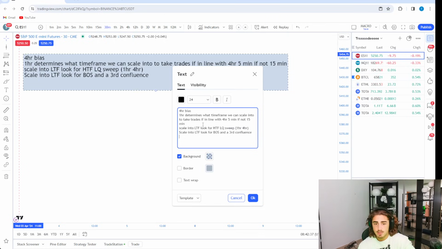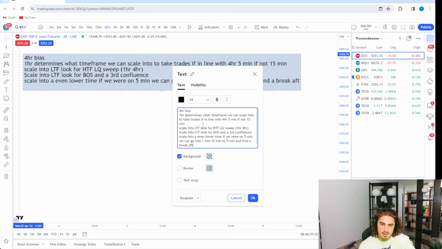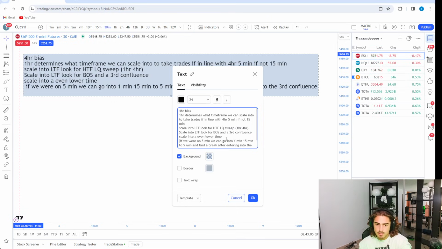And then from there, we can scale down to a lower time frame. If we were on 5 minute, we can go into 1 minute, 15 min to 5 min, and find a break after entering into the third confluence. And I'll just hit a little return right here.